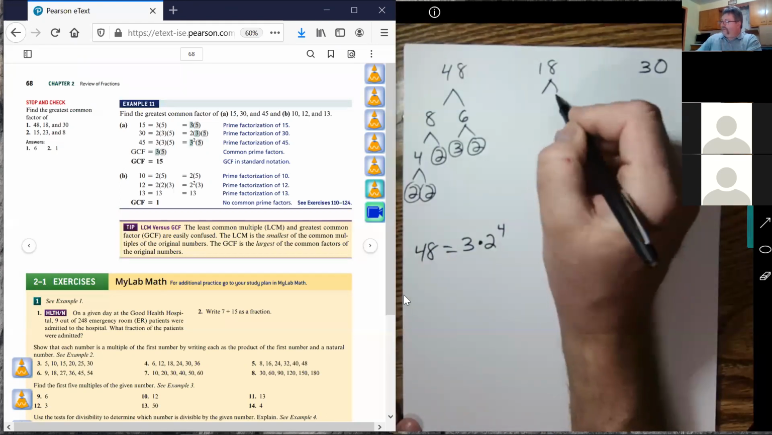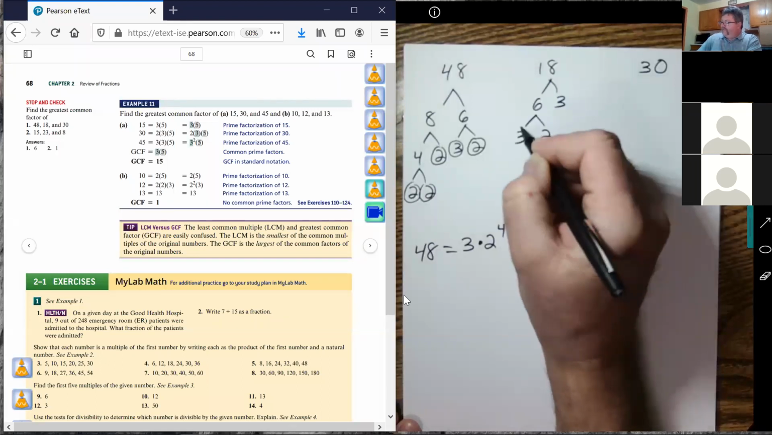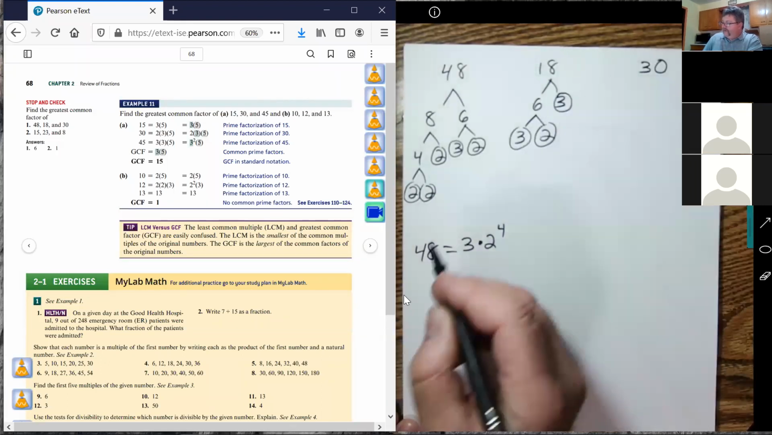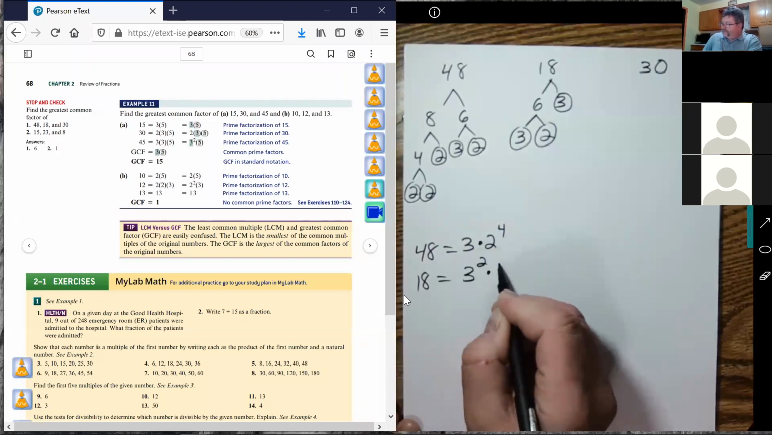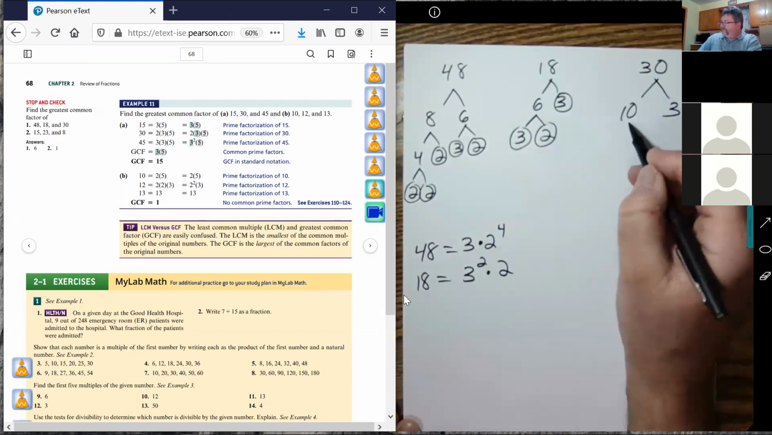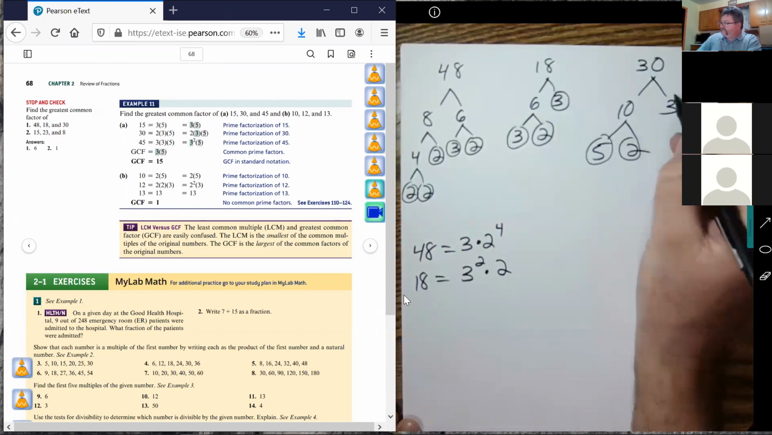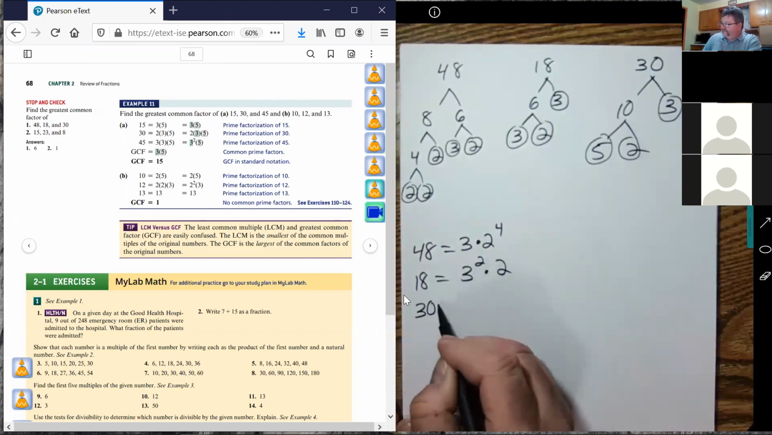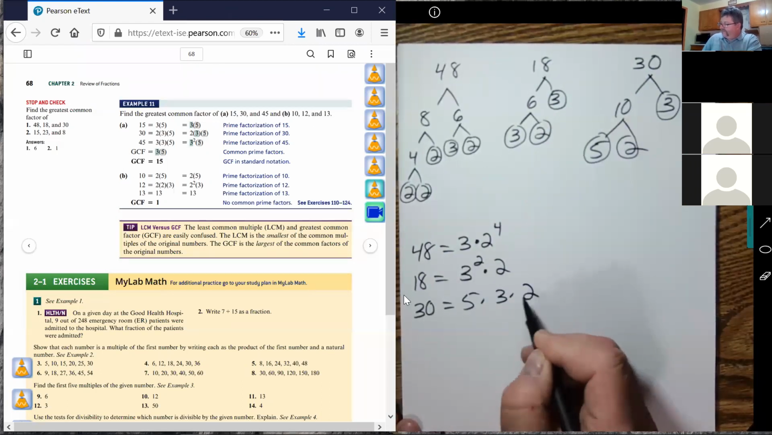Okay, 18, what do we have? 6 times 3, 3 times 2. So 18 has got 3 squared times 2. 30, 10 times 3, and maybe I'll say 5 times 2 is 10. So 30 has got 5 times 3 times 2.